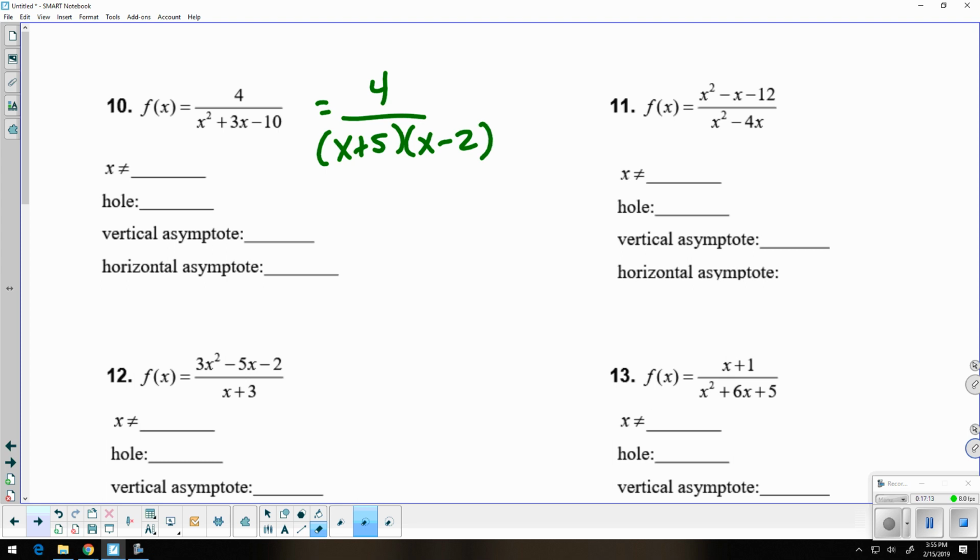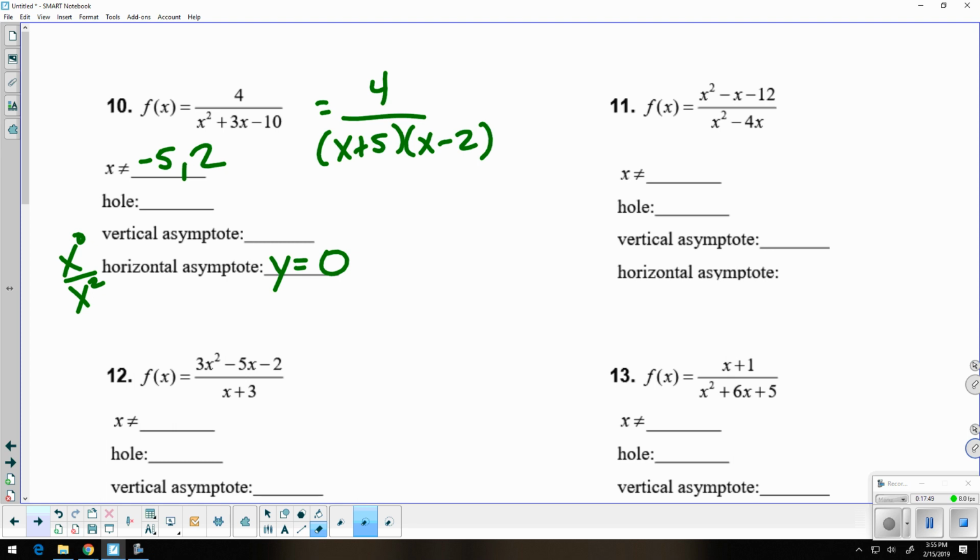Okay, so what makes this undefined? -5, positive 2. The way I like to do it too is I like to find the horizontal asymptote first, before anything cancels and goes away on us. So the horizontal asymptote, if you compare the two degrees, the degree on the bottom we can obviously see is x squared. We just have a 4 on top. Well, technically that's x to the 0. We don't have a degree. The degree is 0 on top. So since my top degree is smaller than my bottom, 0 is less than 2, that would mean we do have a horizontal asymptote at y equals 0.